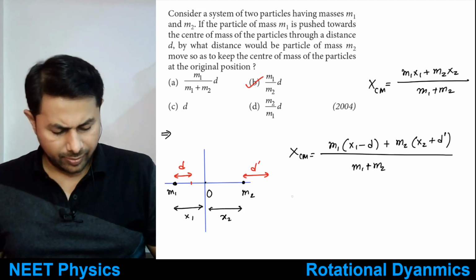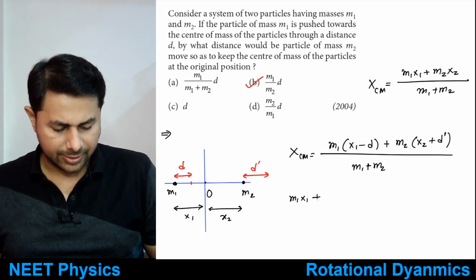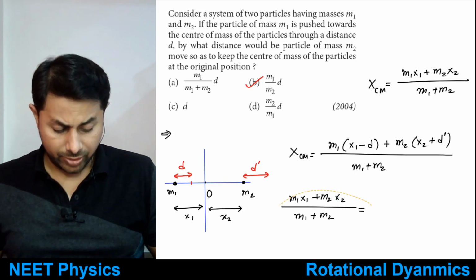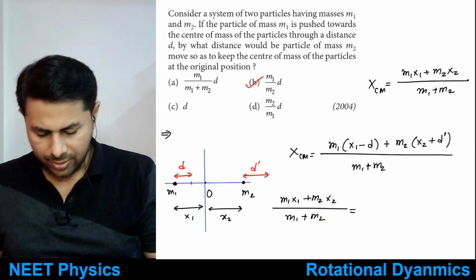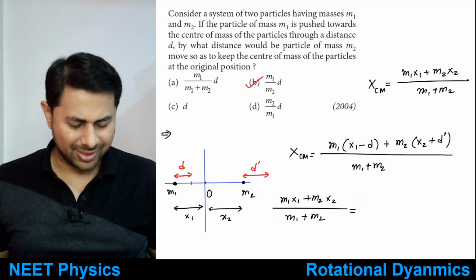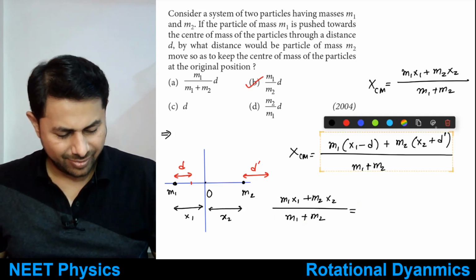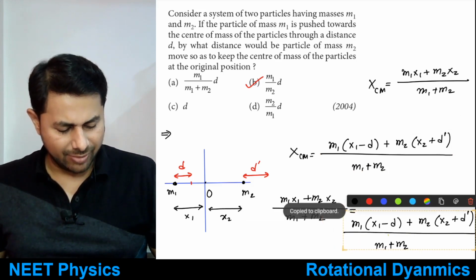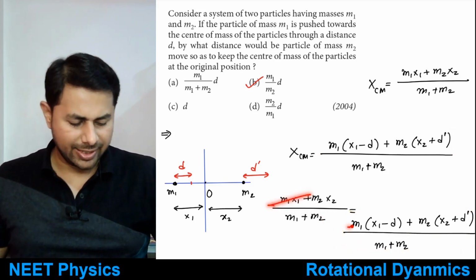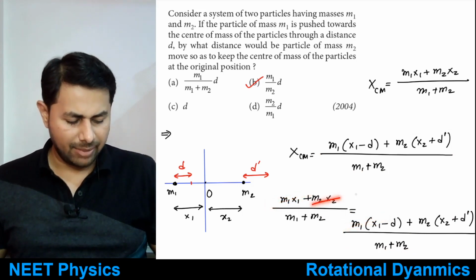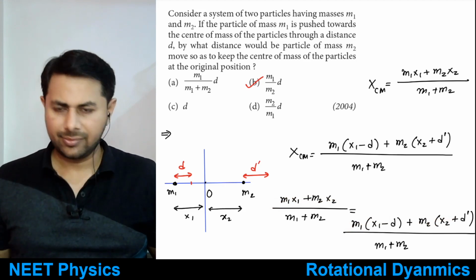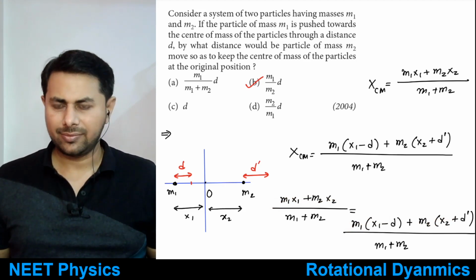what will happen? m1 x1 plus m2 x2 divided by m1 plus m2 on the left hand side would be just equal to that, because you want the position of the center of mass to be the same. So this will be equal to that, and again this thing will get cancelled out. m1 x1, m1 x1, m2 x2, m2 x2, it will get cancelled out, and you will get the same thing. Okay, this thing is clear.